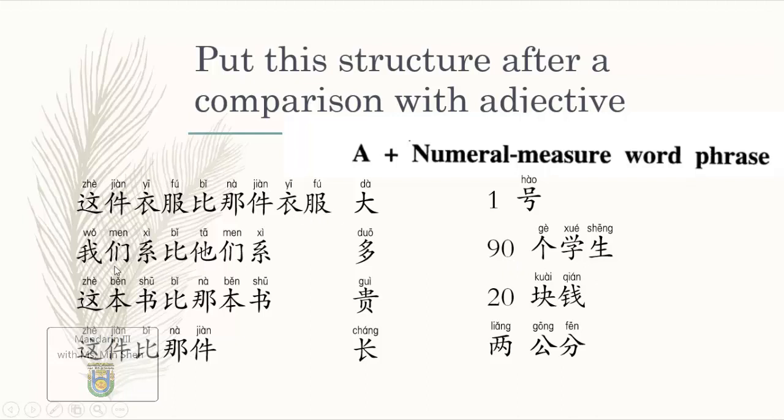我们系比他们系多90个学生. Our faculty has more students than their faculty. How many more? 90 students more. 这本书比那本书贵20块钱. This book is more expensive than that one. How much more expensive? $20. 这件比那件长2公分. This piece is longer than that piece. How much longer? 2 centimeters. So this is the complement of quantity.